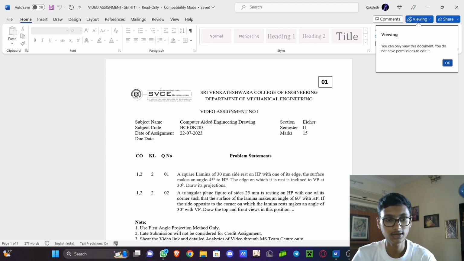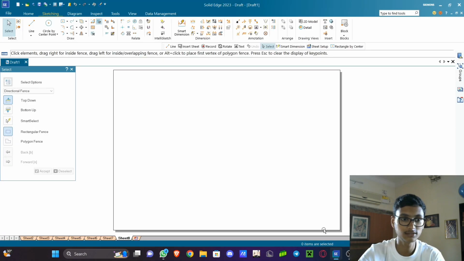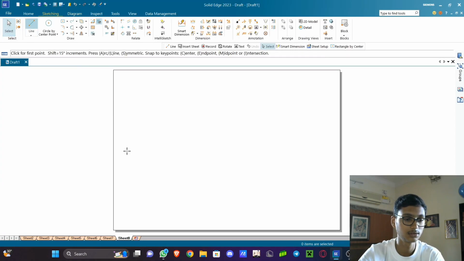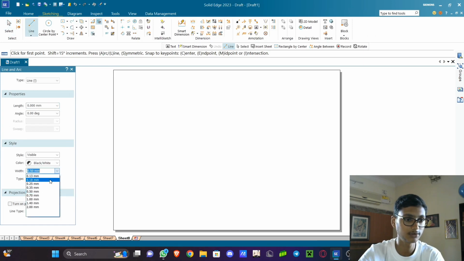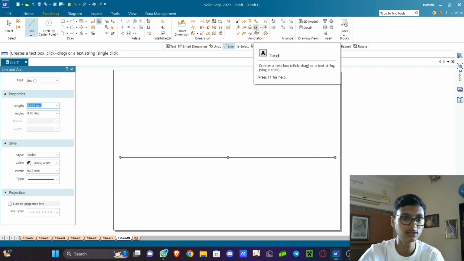So firstly we need to draw a triangular lamina of 25 mm size. So let us go to Solid Edge and draw an XY line first. XY line should be a thin line, so I am selecting 0.13 mm. So this is an XY line, we need to name it as X and Y.